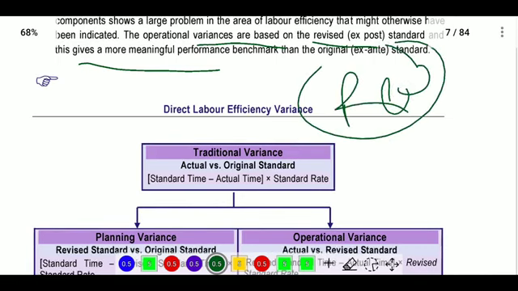So revised data we will get from where the operation is starting. Before starting the operation we will take one standard, this much cost we will incur and this much profit we will incur. During the operation we will get some market information, and we will revise our standards. That is the revised standard.